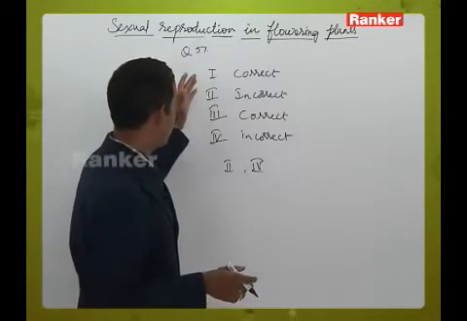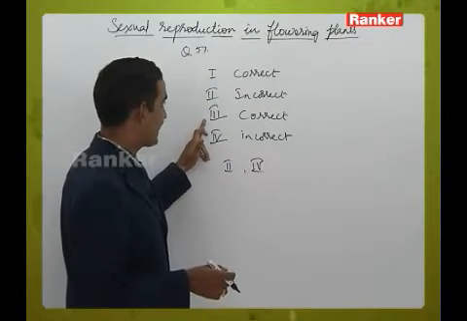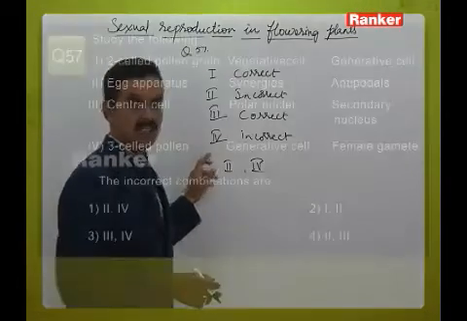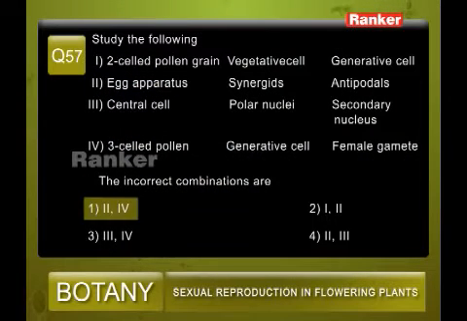So from the given options, 1 and 3 are correct and 2 and 4 are incorrect. In the question they are asking which 2 are incorrect. So for question number 57, the correct answer is 1.